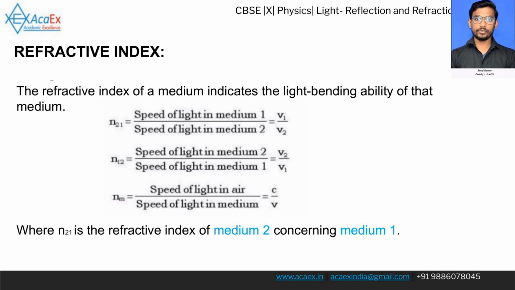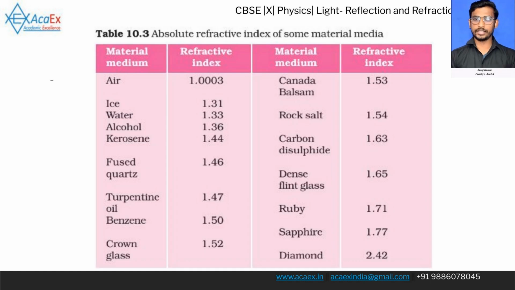Refractive index. The refractive index of a medium indicates its light bending ability. The refractive index of medium 2 with respect to medium 1 is given by the speed of light in medium 1 divided by the speed of light in medium 2. The absolute refractive index of a medium is given by the speed of light in air divided by the speed of light in the medium.